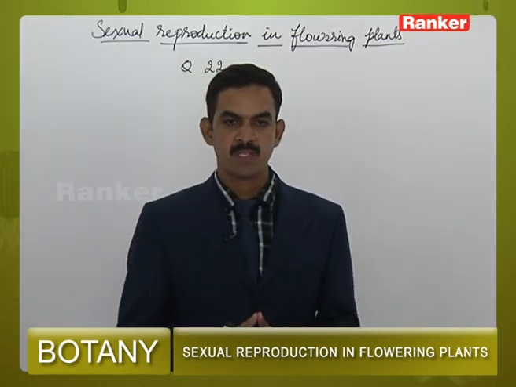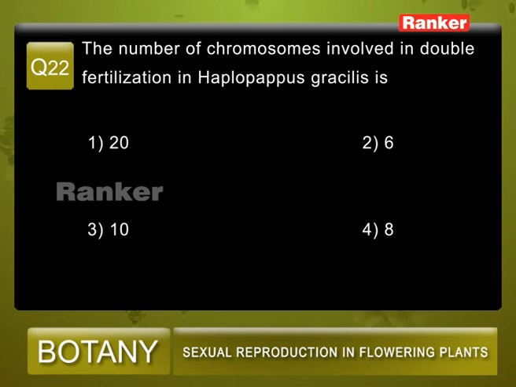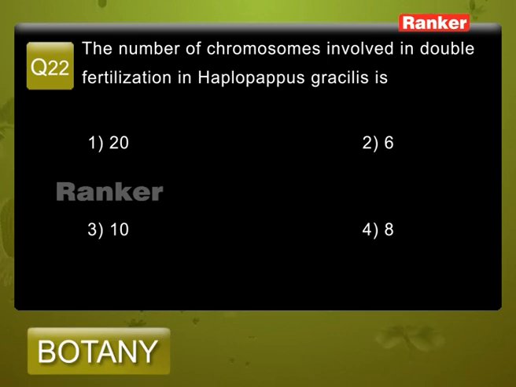Question number 22. The number of chromosomes involved in double fertilization in Haplopappus gracilis is: options 1, 20; 2, 6; 3, 10; and 4, 8.